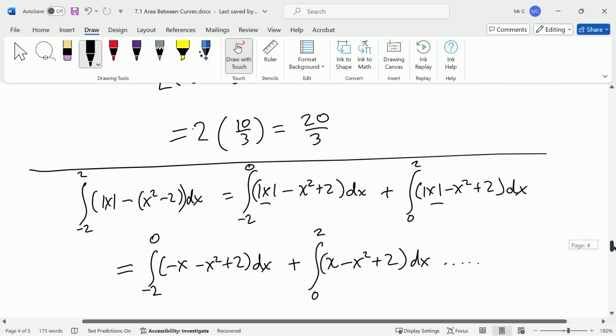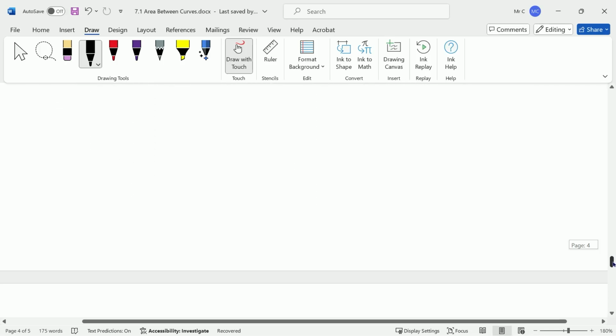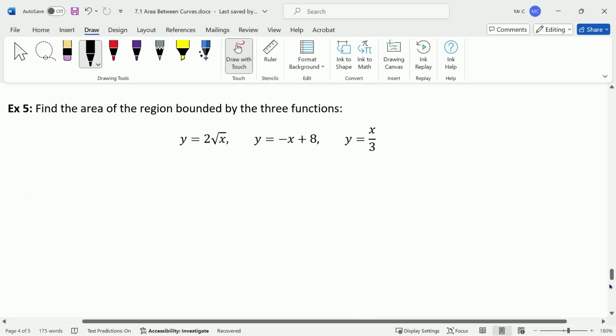Okay. Now let's move on and do one more example. So as I mentioned earlier, usually we'll be dealing with areas of regions bounded by 2 functions, but sometimes, of course, that's like an artificial restriction. That's just what we practice a lot in this section. But sometimes you might be dealing with a region bounded by 3 functions. And of course, that complicates things a little bit. So that's what we're going to do.